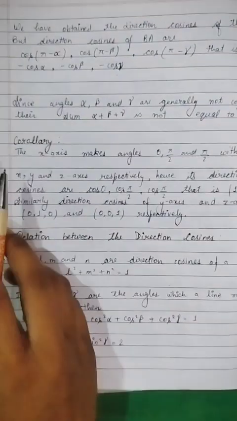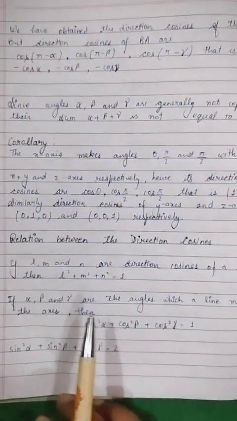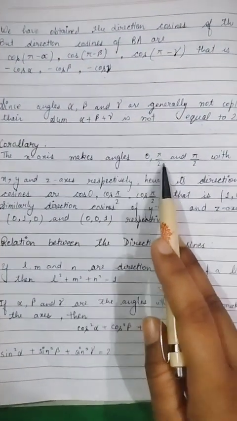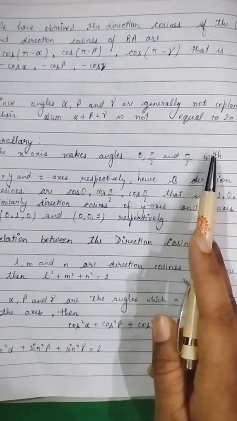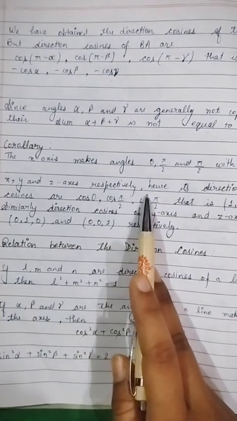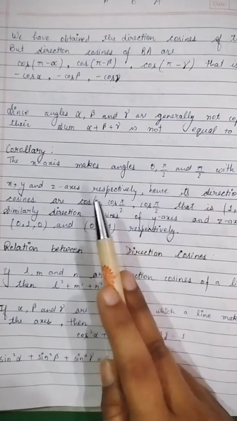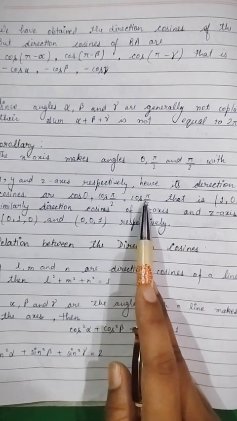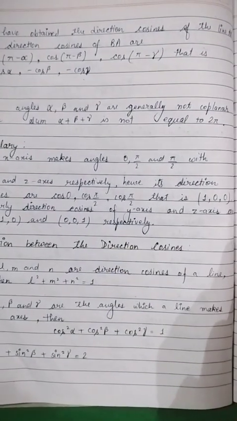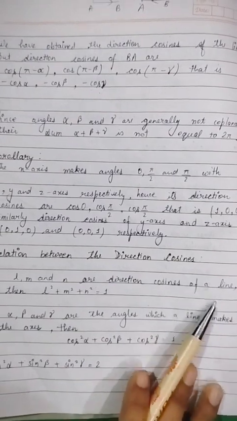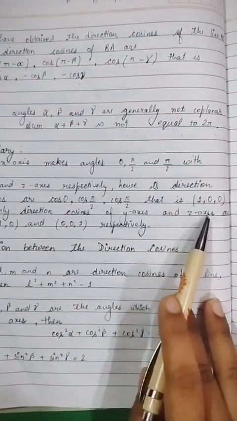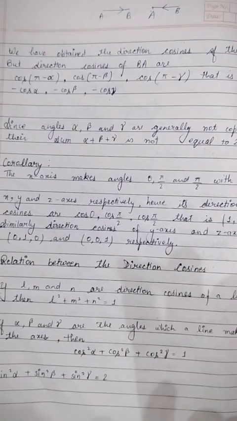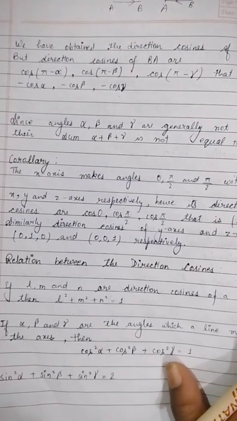Here I have written some corollaries, that is some outcomes. The x-axis makes angles 0, pi by 2 and pi by 2 with the x, y and z axes respectively. Therefore, the direction cosines of the x-axis are cos 0, cos pi by 2, cos pi by 2, that is 1, 0, 0. Similarly, the direction cosines of the y and z axes are 0, 1, 0 and 0, 0, 1 respectively. These are some very important points.